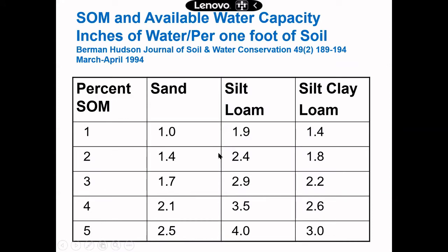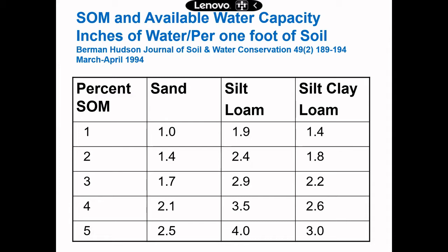So here's soil organic matter and available water capacity. This is inches of water per 1 foot of soil. So if we have a sandy soil that has 1% organic matter in it, it can store about 1 acre inch. And if we compare that to a silt loam, it's about 1.9, and a silty clay loam is about 1.4. Now, as the organic matter goes up, we do lose a little bit of efficiency.